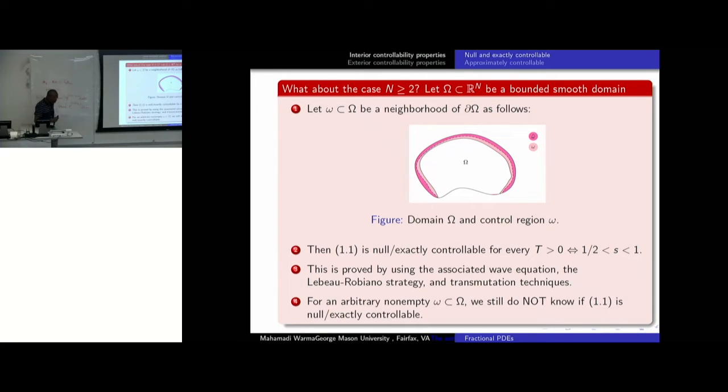Well, to prove that, we change the idea, we go to the wave equation. We use the wave equation, the so-called Lebeau-Robbiano strategy and transmutation techniques. Transmutation says that I can transform a solution of the wave equation into a solution of a heat equation. That's what we call transmutation. Then you use the wave equation, and then from the wave you come back to the heat.